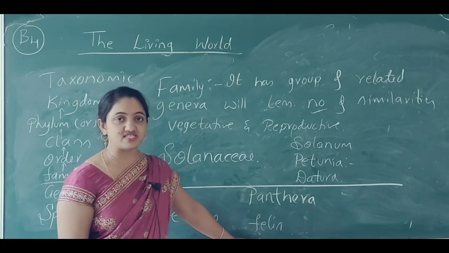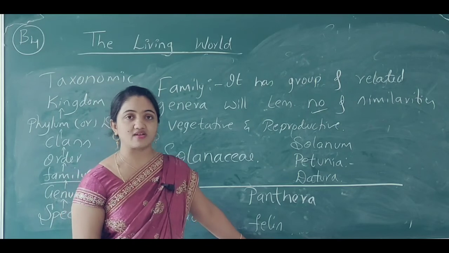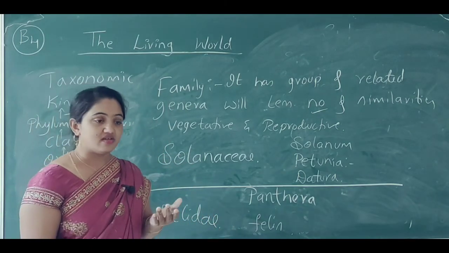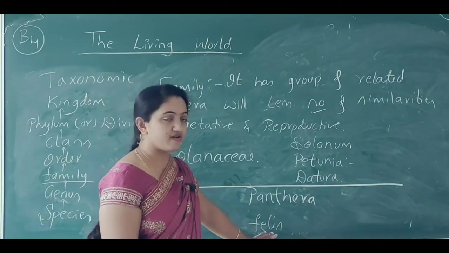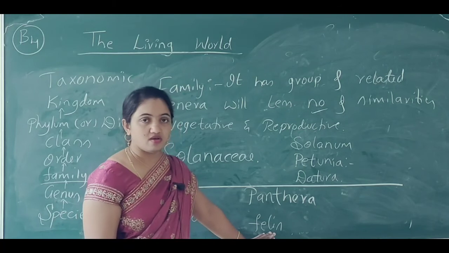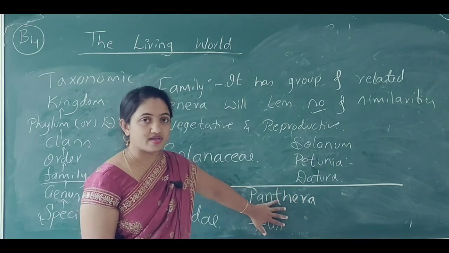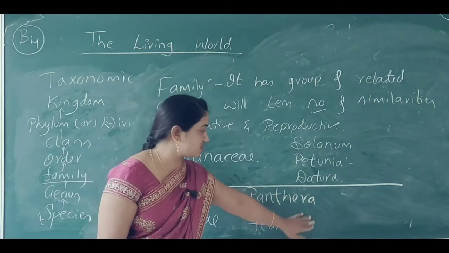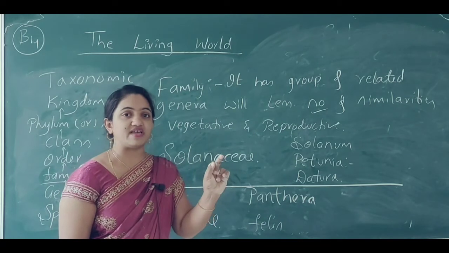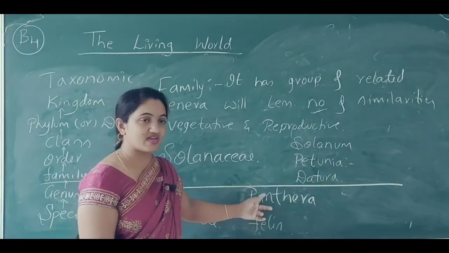Felis, this is the genus for domestic cat. Whatever cats come under the domestic animals, their genus name is Felis. This is a big cat and this is a small cat, but these are all cats. All these species have fewer similarities. What is that? Cats.